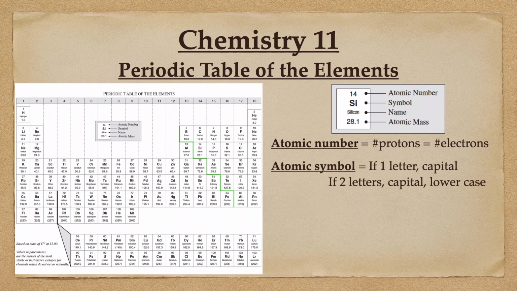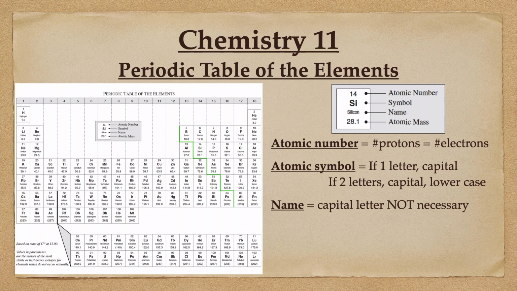The atomic symbol is either a 1 or 2-letter set of symbols to identify each element on the periodic table. If it is only 1 letter, that letter is capitalized always. If it's 2 letters, the first letter is capitalized, the second letter is always lowercase. For instance, oxygen, capital O. Aluminum, capital A, lowercase l. Hopefully on every periodic table you see, it will have the atomic name.